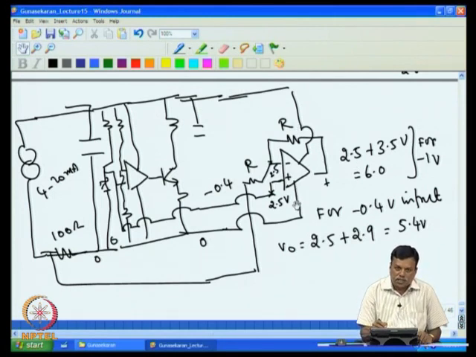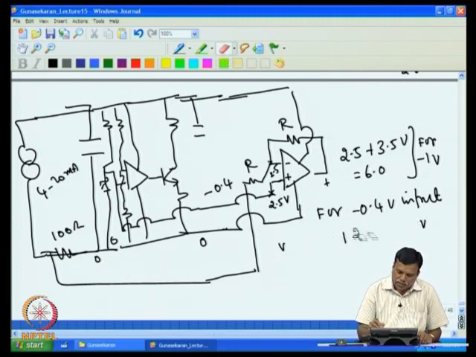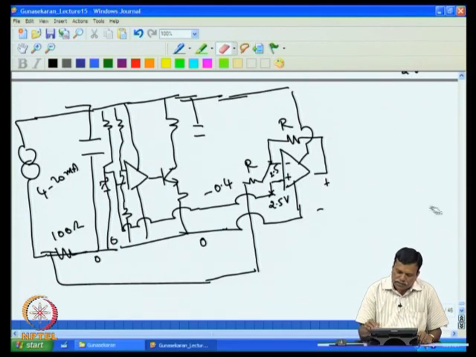So we have now converted the negative voltage into positive by feeding it to this and keeping this one at 2.5 volt. Now this can be used to provide whatever other functions that we want.